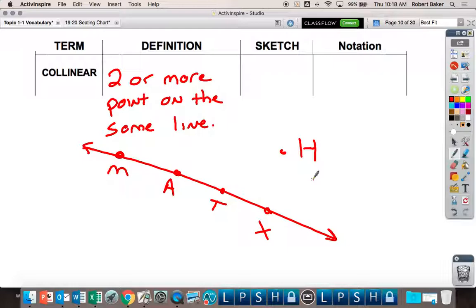Cheaters. Non-collinear. That's points not on the same line. So guess what? I'm going to skip that one.